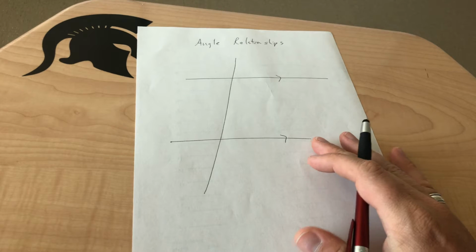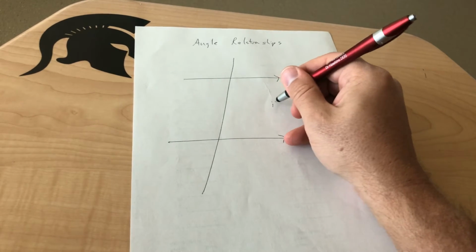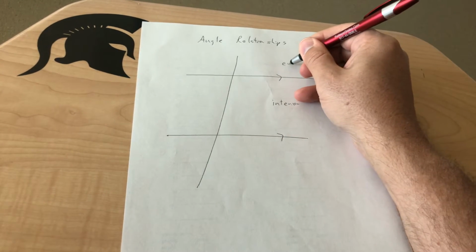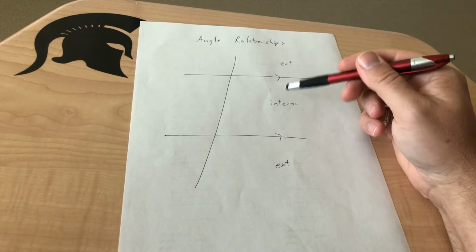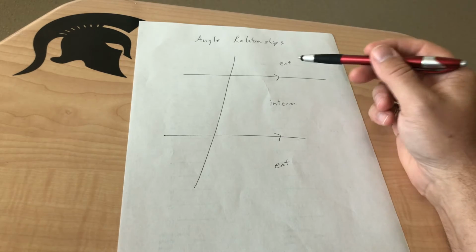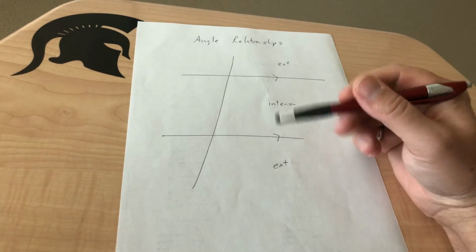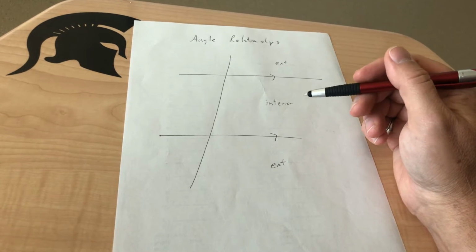So the first kind of classification that we need to make is this is going to be the interior, and this is going to be the exterior. So this is in between the two parallel lines. That's the interior angles, and then out here, that's exterior angles. And I'll try to get a nice color-coded version of this, but just kind of talking my way through it.